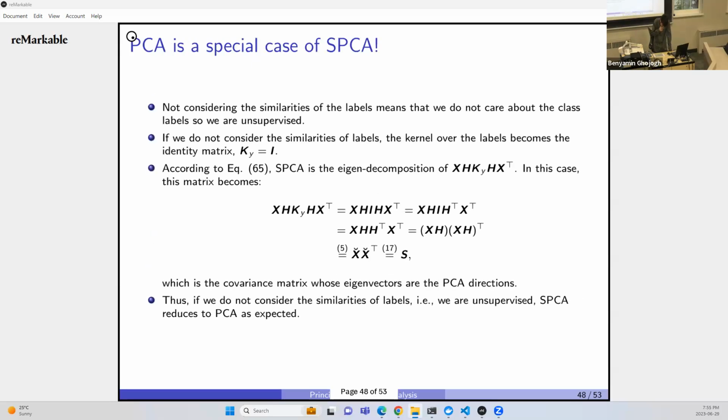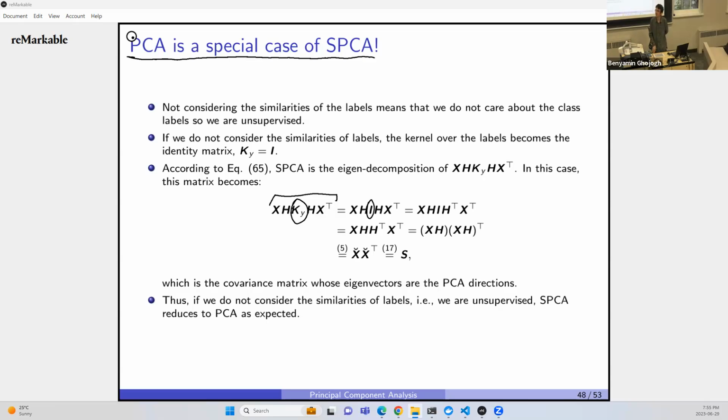Okay. Now I want to show you that PCA is a special case of supervised PCA. Doesn't it blow your mind? We'll see that. So this was the solution of supervised PCA, right? Now, if I'm unsupervised, so I don't care about the labels, my kernel of labels should become identity.